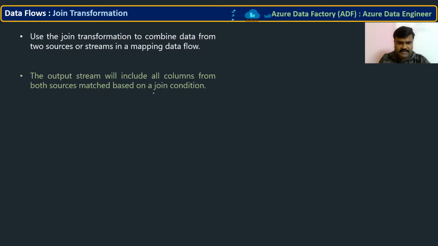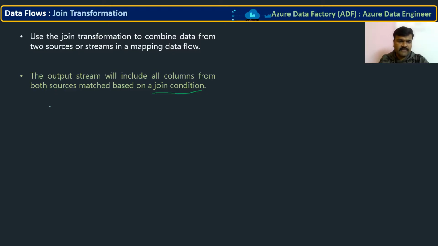Especially, we are going to have a condition. Based on that condition, there are matched records and not matched records. Matched records will come in the output anyhow, but not matched records we get in the output based on the type of join we are using. Okay. So the output stream will include all columns from both the streams. So this is very general.